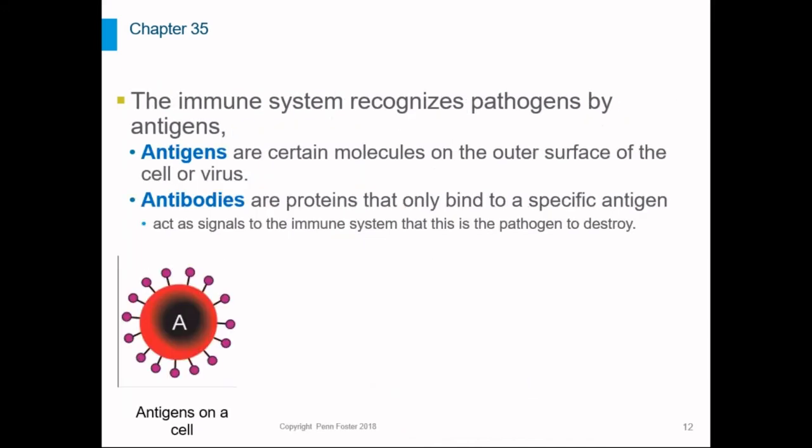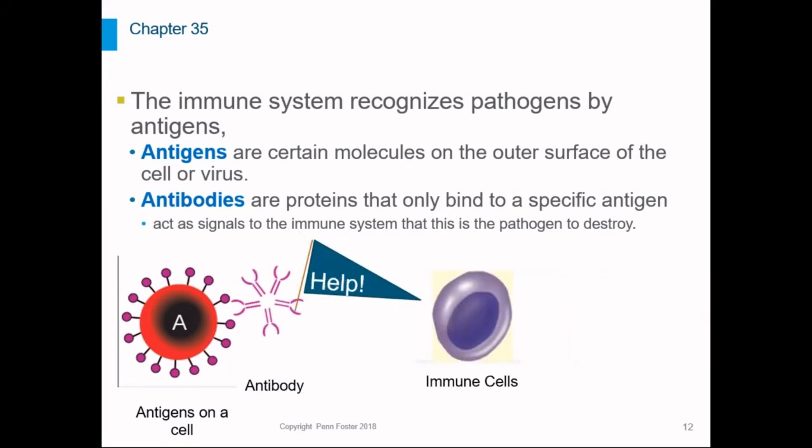The immune system recognizes pathogens by looking for antigens, which are certain molecules on the outer surface of the cell or virus. When it finds antigens, antibodies are released. They are proteins that only bind to a specific antigen, and those act as signals to the immune system that there is a pathogen here to destroy.